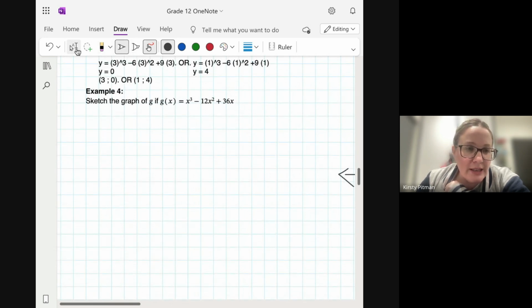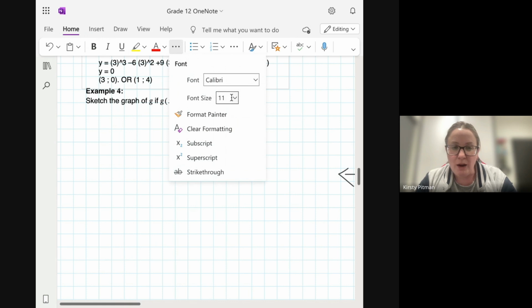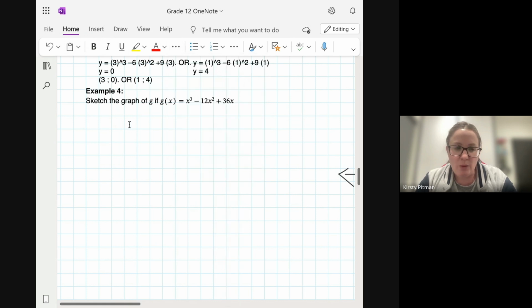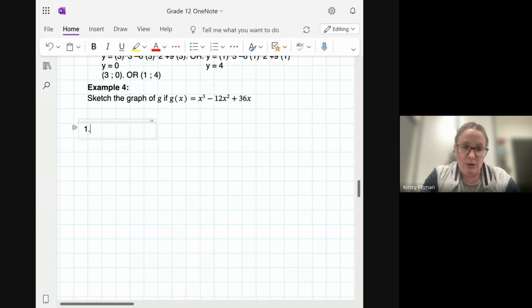All right, so sketch the graph of g of x is equal to x to the power of 3 minus 12x plus 36. Step one, find the y-intercept. To find the y-intercept, what do I need to do? I need to make x equal to 0. So step one, y-intercepts, make x equal to 0.